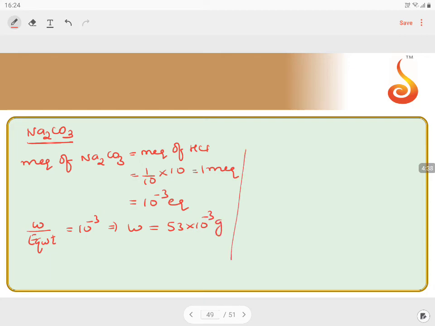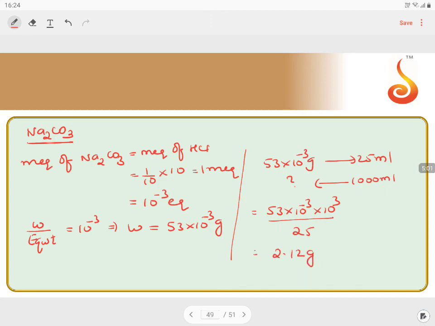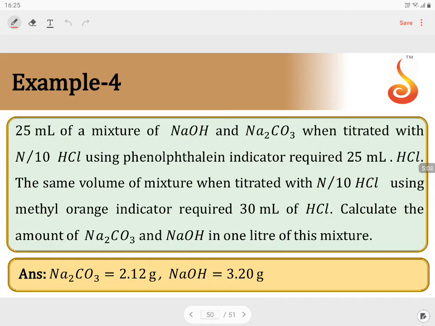If 53 into 10 power minus 3 grams are present in 25 ml of mixture, then for 1000 ml, how much is present? That comes to 53 into 10 power minus 3 into 10 power 3 by 25, which comes to 2.12 grams. So what is the total mass? 3.2 grams of NaOH and 2.12 grams of Na2CO3 are present in 1 liter of the mixture.